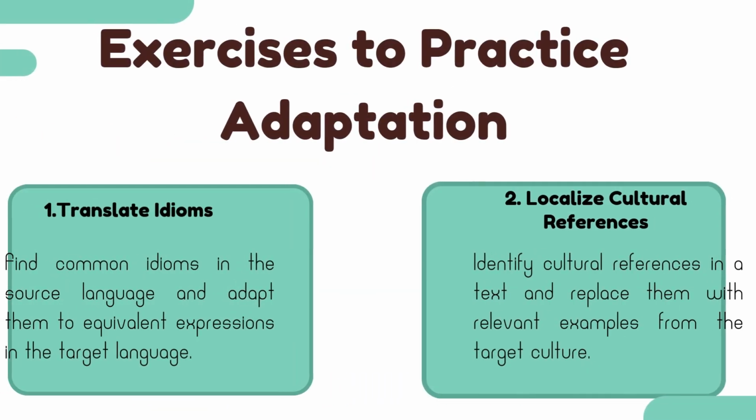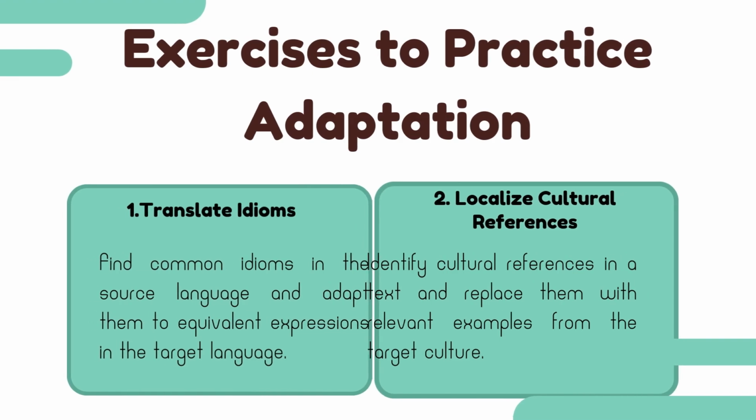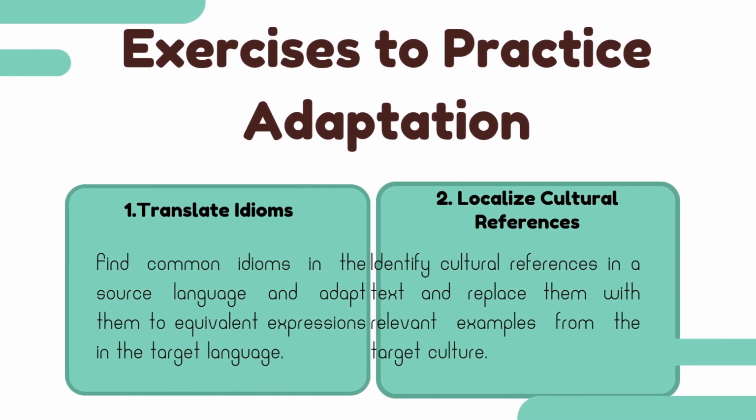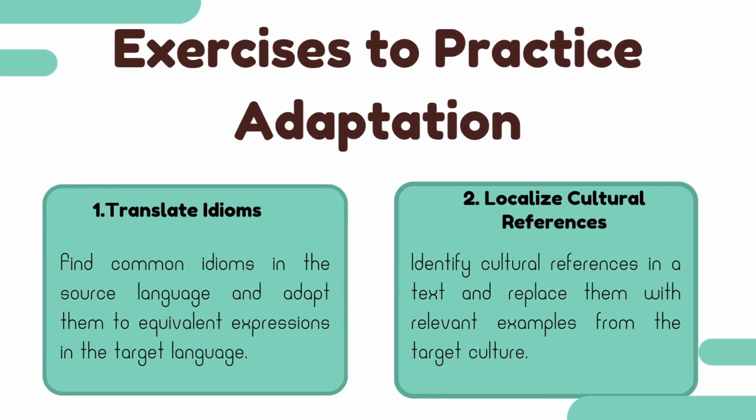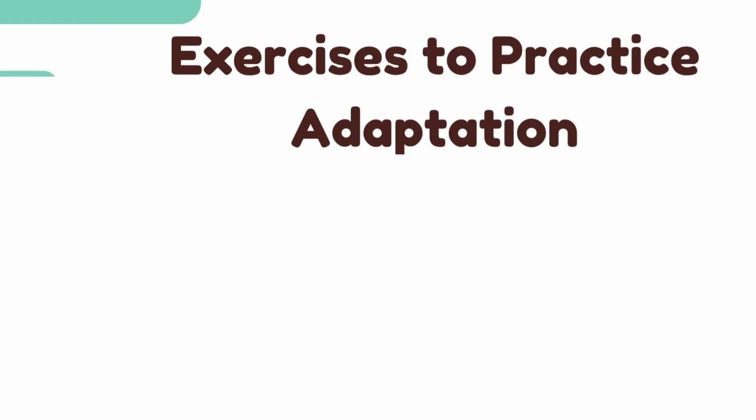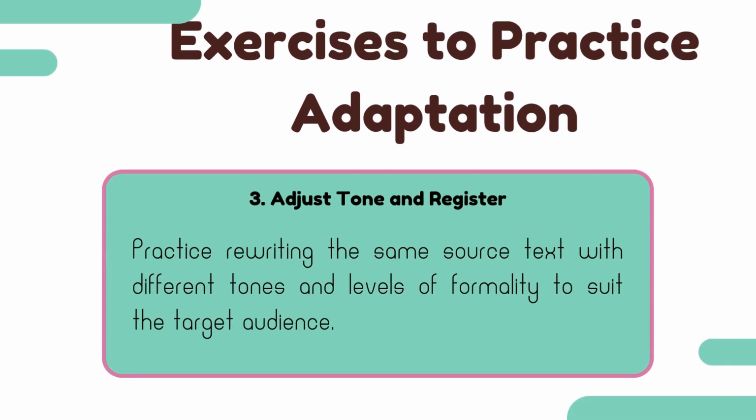Exercises to practice adaptation. 1. Translate idioms. Find common idioms in the source language and adapt them to equivalent expressions in the target language. 2. Localize cultural references. Identify cultural references in a text and replace them with relevant examples from the target culture. 3. Adjust tone and register. Practice rewriting the same source text with different tones and levels of formality to suit the target audience.